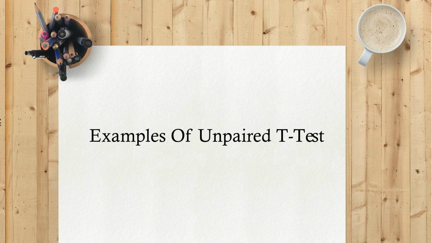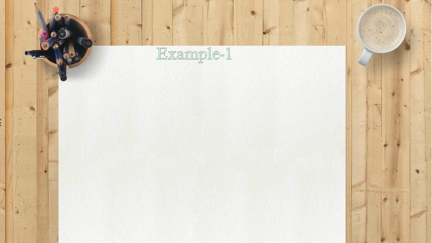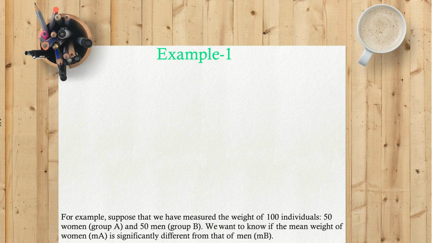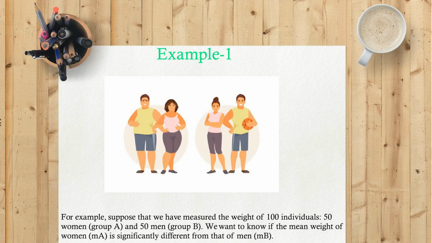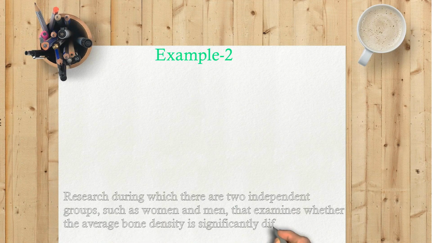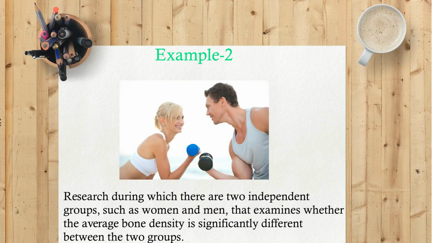Examples of unpaired t-test. Example 1. Suppose that we have measured the weight of 100 individuals: 50 women, Group A, and 50 men, Group B. We want to know if the mean weight of women, MA, is significantly different from that of men, MB. Example 2. Research during which there are two independent groups, such as women and men, that examines whether the average bone density is significantly different between the two groups.